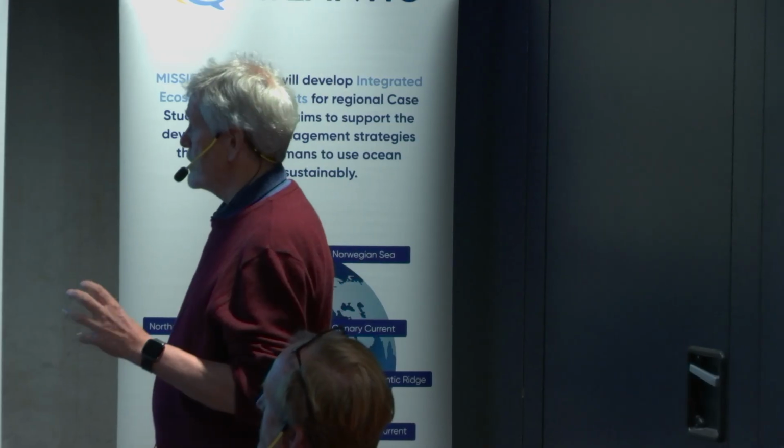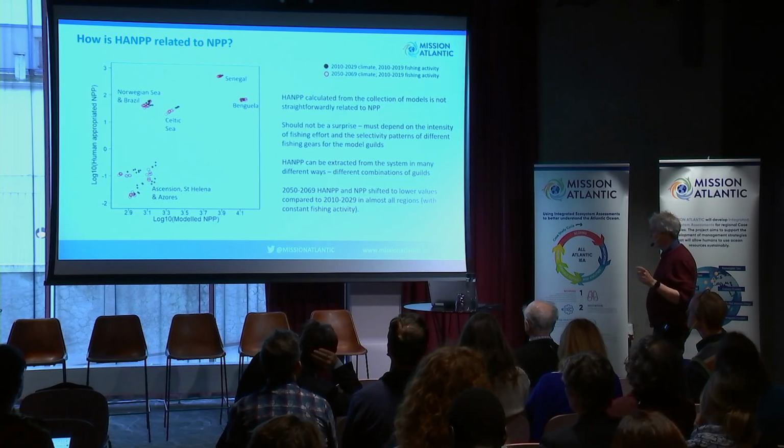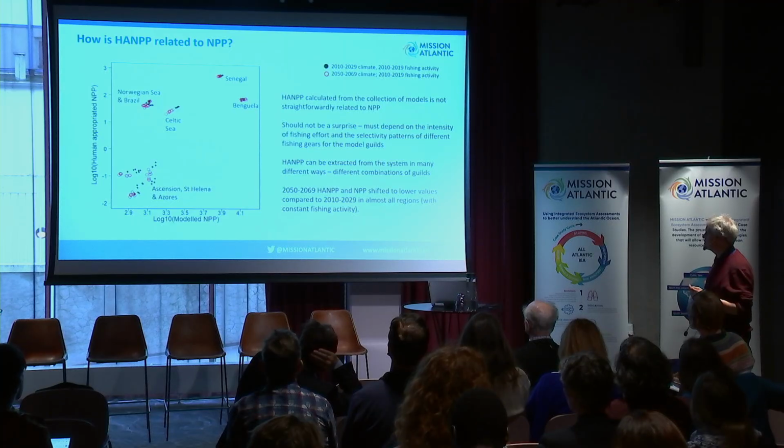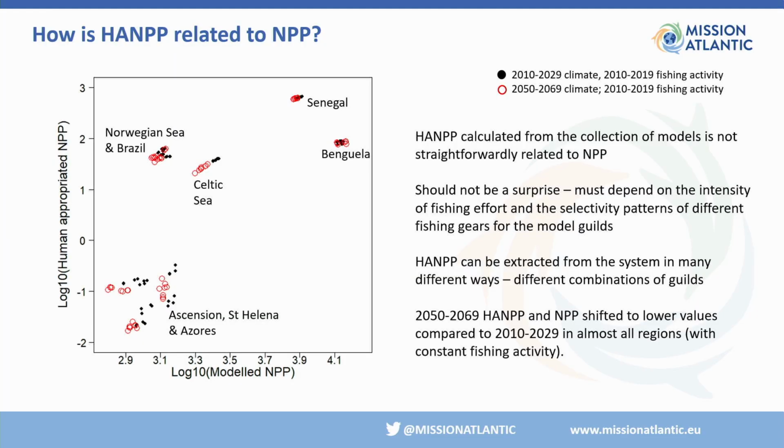And in the 2050s, both Han PP, I'll call it that now, and NPP have shifted to lower values compared to the 2010s in almost all regions with constant fishing activity. The exception is Benguela, where one of the ESMs produces an increase in primary production and the other produces a decrease. So that's all fine.